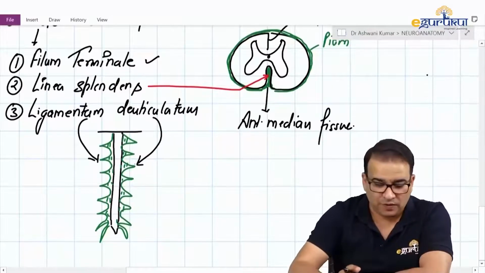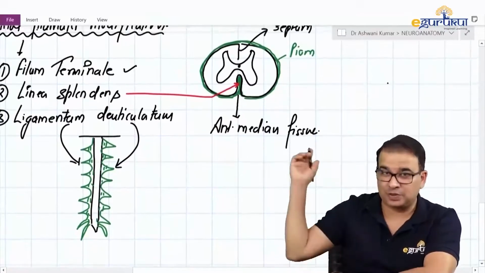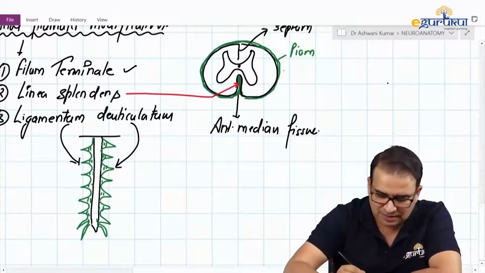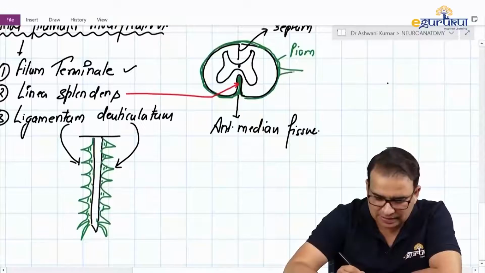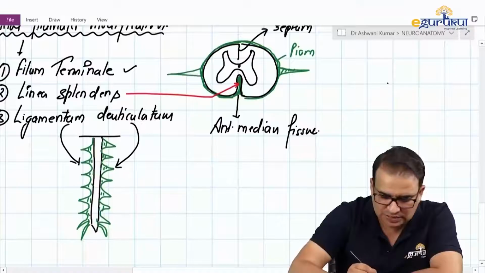Now, if I have to show you the ligamentum denticulatum in the transverse section, how will it look, guys? Something like this, exactly in the center, like this. This is how the ligamentum denticulatum looks when you see it in the transverse section.